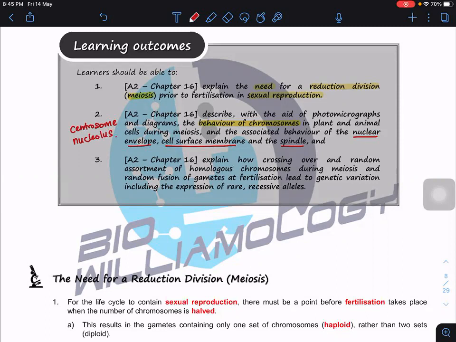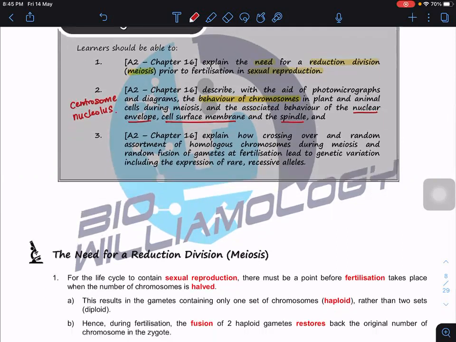Then, during meiosis, very important, because meiosis leads to genetic variation. How? The mechanism is by crossing over that takes place during prophase 1, and also the random assortment, or independent assortment, of the homologous chromosomes that takes place during metaphase 1. So these two events give us genetic variation. But apart from meiosis, there is also random fusion of the gametes.